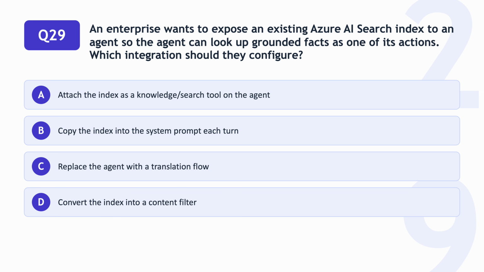Question 29. An enterprise wants to expose an existing Azure AI Search index to an agent so the agent can look up grounded facts as one of its actions. Which integration should they configure? A. Attach the index as a knowledge search tool on the agent. B. Copy the index into the system prompt each turn. C. Replace the agent with a translation flow. D. Convert the index into a content filter. Pause the video if you don't want the answer yet.